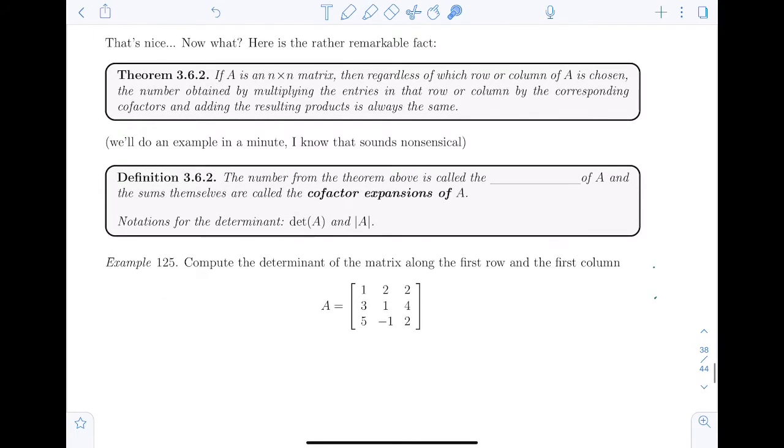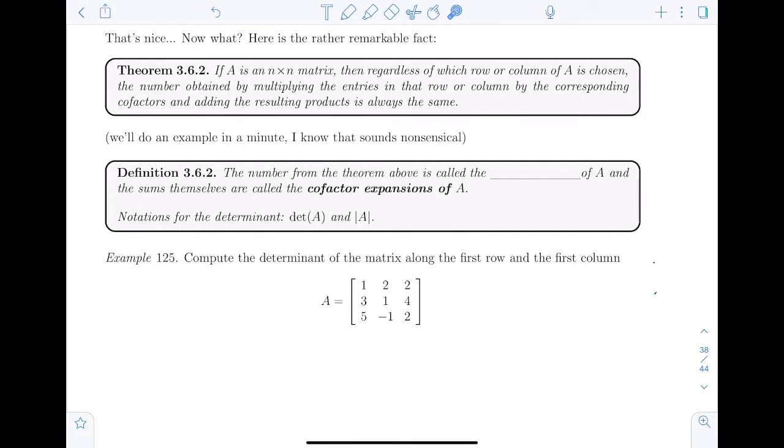That sounds completely nonsensical, but this thing is called the cofactor expansion. When you multiply entries by cofactors and then add up all those products, you always get the same number. And by definition, because it's always the same, we're going to call that number the determinant of A, and those sums are called the cofactor expansions.